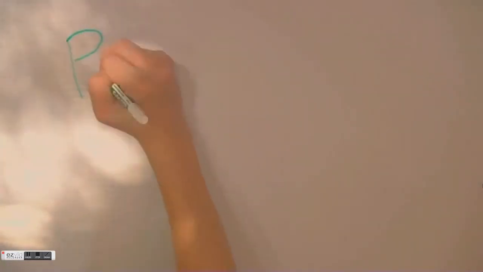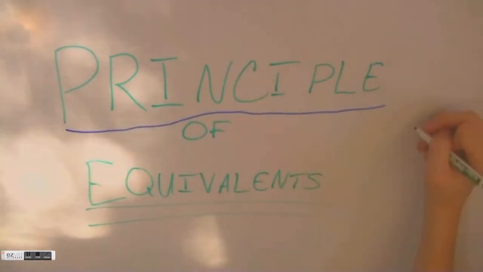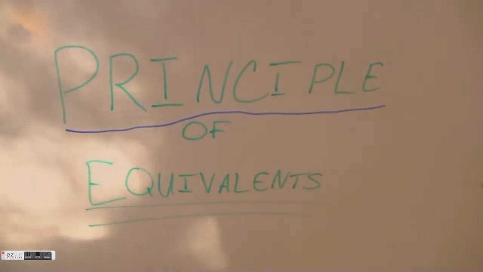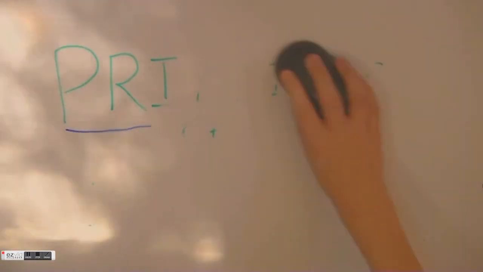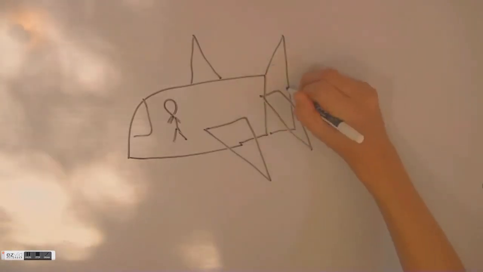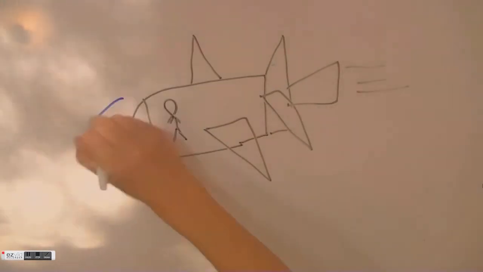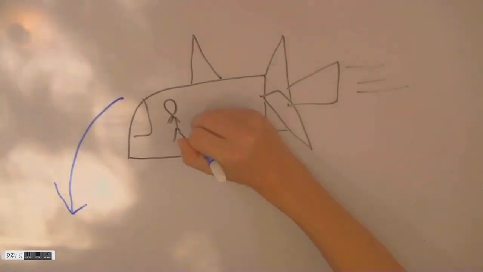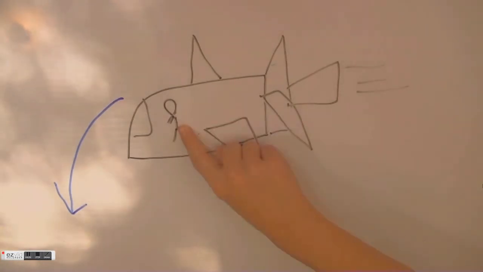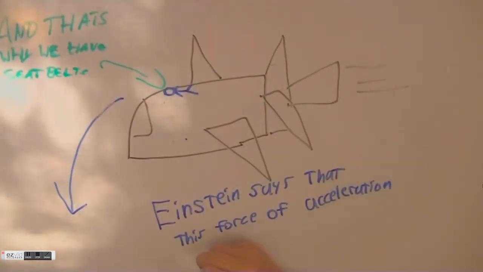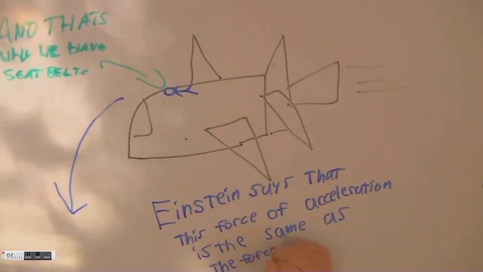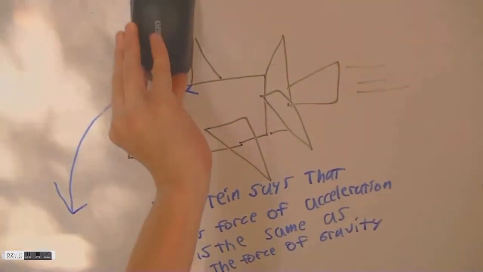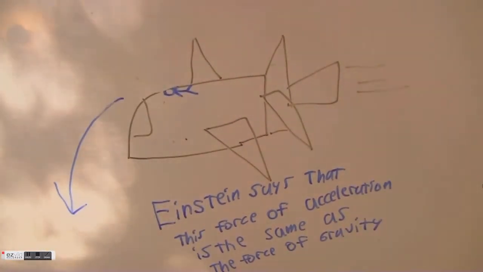Now the first concept you have to understand with general relativity is what's called the principle of equivalence. Now the principle of equivalence is that the force that you experience during acceleration and the force that you feel in gravity is the same force. So let's see an example. So let's say we have a plane, and we have a person inside the plane. Now the plane begins to accelerate downwards at, let's say, 2 or 3 Gs. Now what will happen to the person inside it is, as long as this plane is accelerating, he'll be forced upwards onto the roof of the plane. Now Einstein says that this accelerating force is the same as gravity.